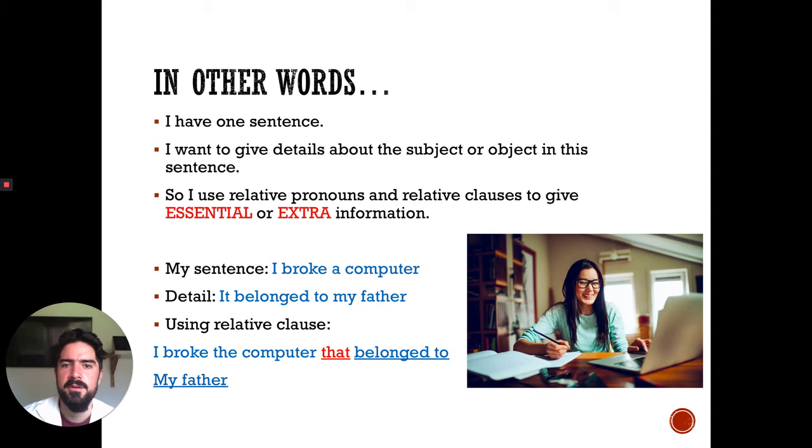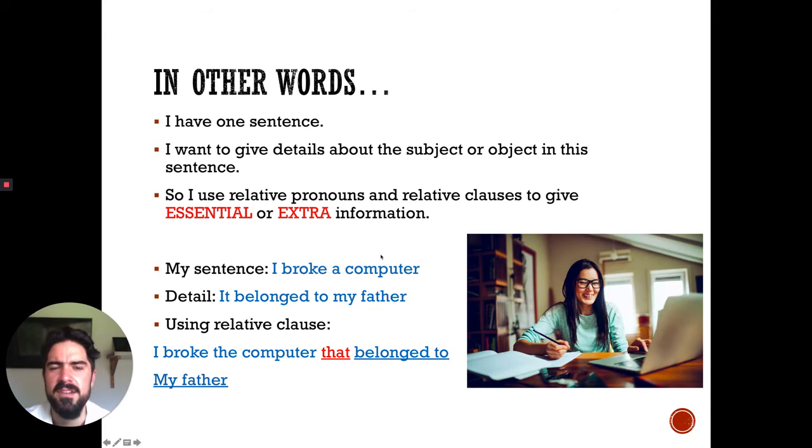In other words, I have one sentence, okay? And I want to give details about the subject or the object in this sentence. So what do I have to do? I have to use relative pronouns and relative clauses to give essential or extra information. This is super important. You can give essential or extra information.